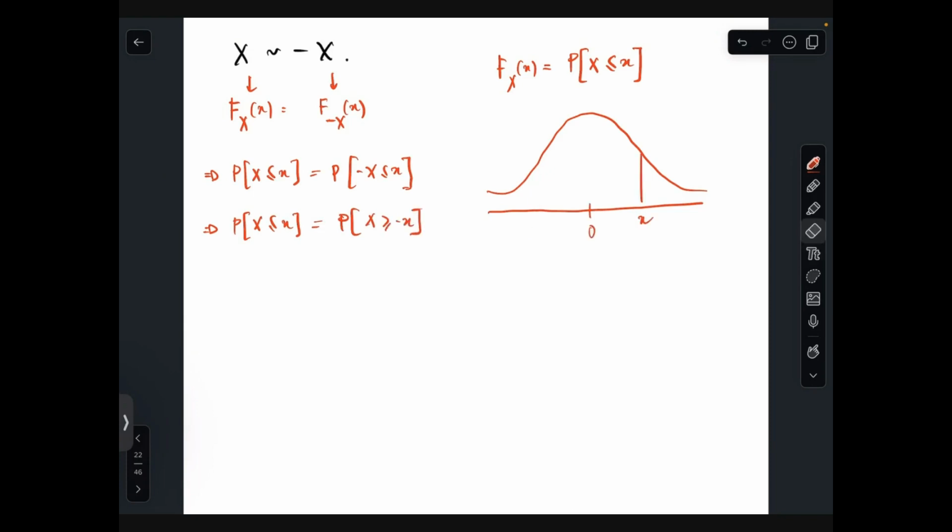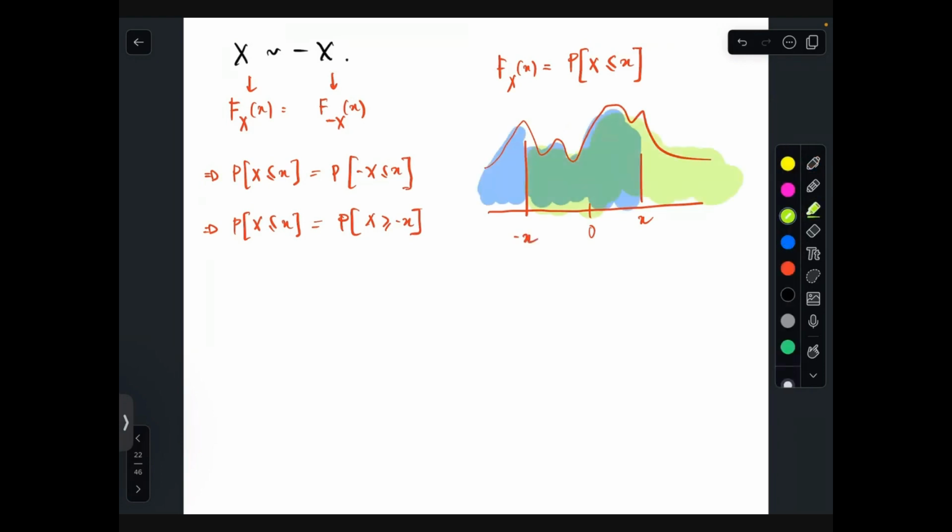Let's say we do not know what this is. Let's say this is 0. Let's not draw it. Let's say this, and therefore the corresponding point is minus x. So what it's saying is that the area before this curve should be equal to the area after this curve.